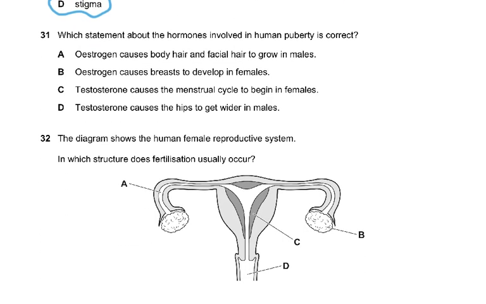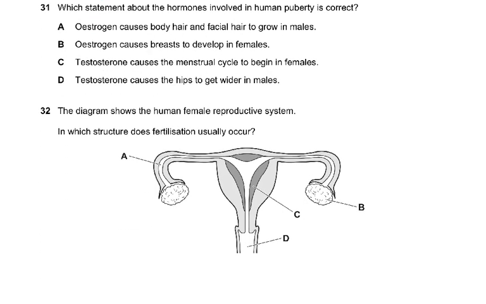Then question number 31. Which statement about the hormones involved in human puberty is correct? Estrogen causes body hair and facial hair to grow in males. Estrogen causes breasts to develop in the females. That is correct. Testosterone causes the menstrual cycle to begin in females. No, testosterone is a male one. And testosterone causes the hips to get wider in males. So this is wrong as well. So these are wrong. They don't make sense.